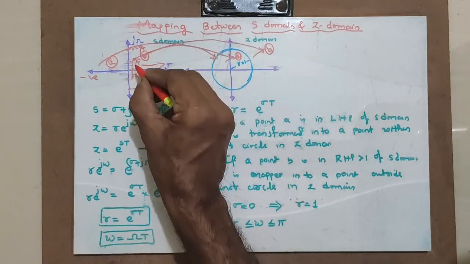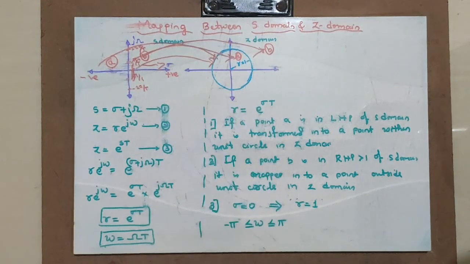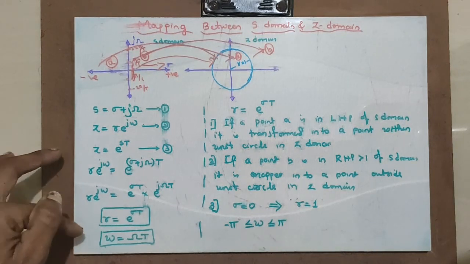This complete strip, whatever is there, is transformed into the circle. But it transforms into the circumference of the circle only. There is no problem at all. This is how the mapping between our S domain and Z domain takes place in case of impulse invariant transformation. I hope you understood this. These three are important. Very simple equation.